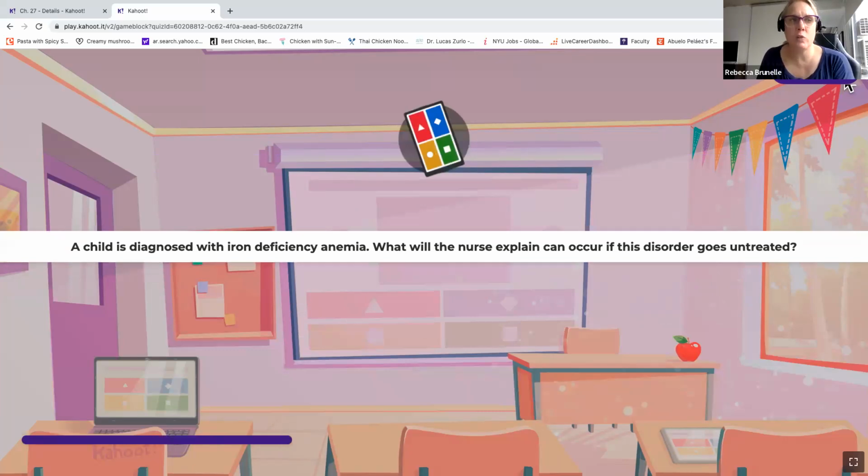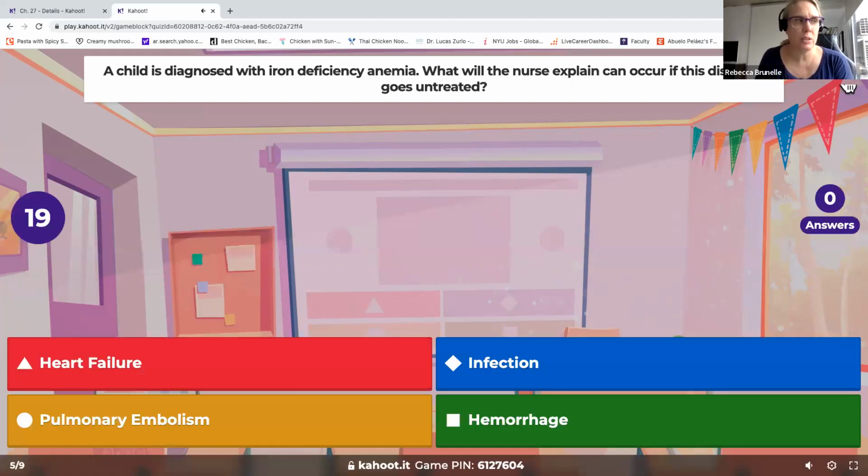So a child is diagnosed with iron deficiency anemia. What will the nurse explain can occur if the diagnosis goes untreated? Patient could develop heart failure, pulmonary embolism, infection, or hemorrhage.